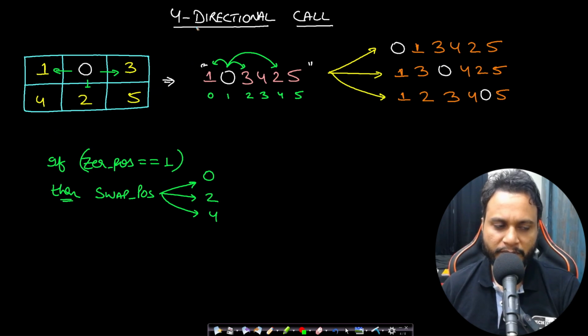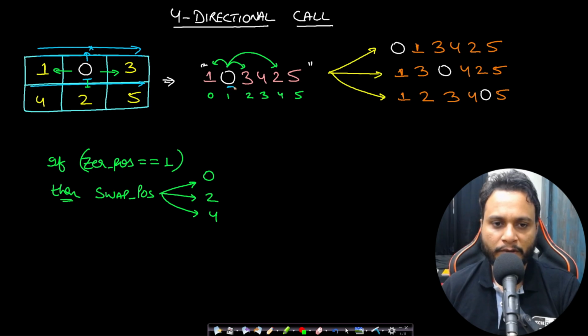Another observation is we are allowed 4 directional movement. If the 0, which is an empty space, is present, then I can slide it in any of the 4 directions. Definitely the up sliding is not possible, it will go out of bounds. So currently our state is 103, and then 4, 2, 5. So this is what is given: 103, 425.